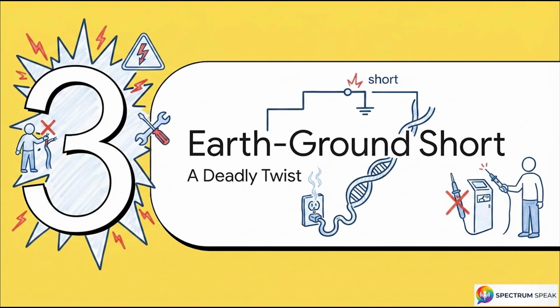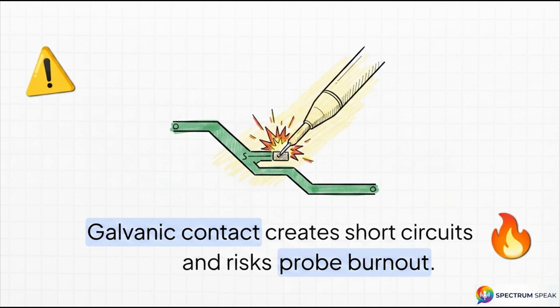So we've established the data is bad. Let's look at Section 3, the earth-ground short circuit. This is where we elevate the stakes from a simple measurement error to a very real physical safety hazard. Direct galvanic contact probing can create some incredibly severe electrical shock hazards, and it all stems from one fundamental truth about standard test benches. The chassis of a standard bench oscilloscope is tied directly to AC earth ground through the third prong of its power cord.